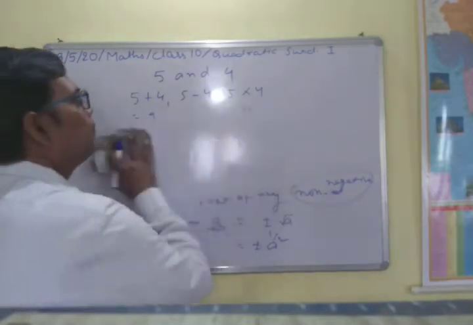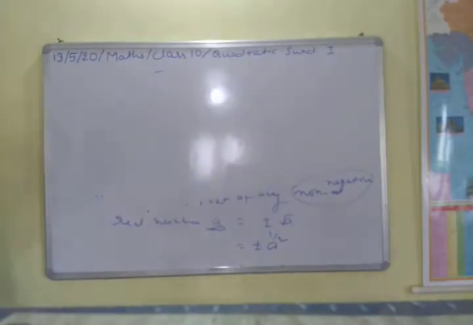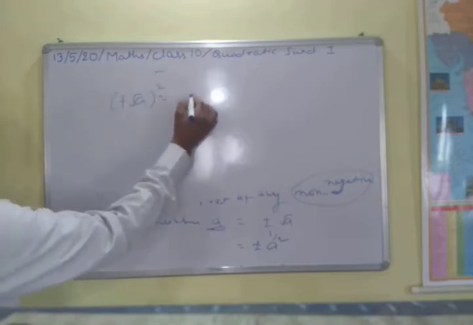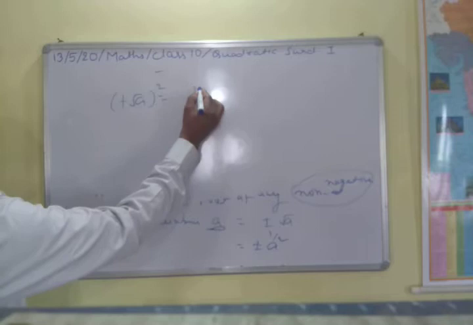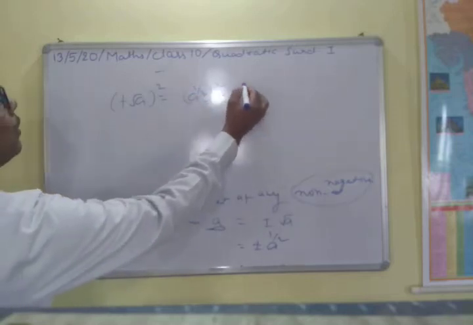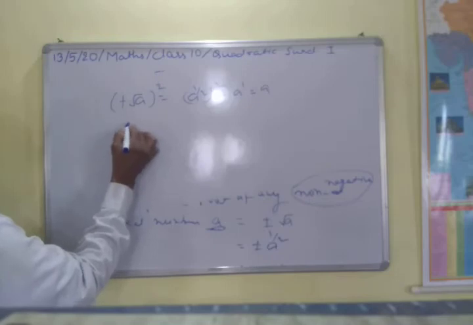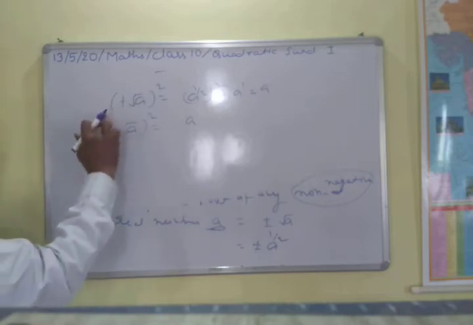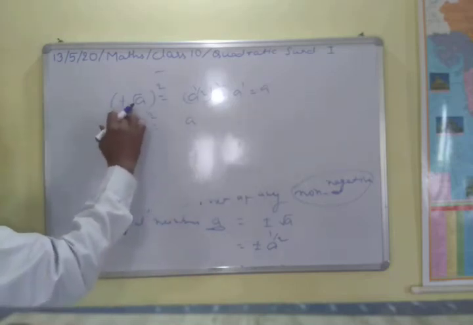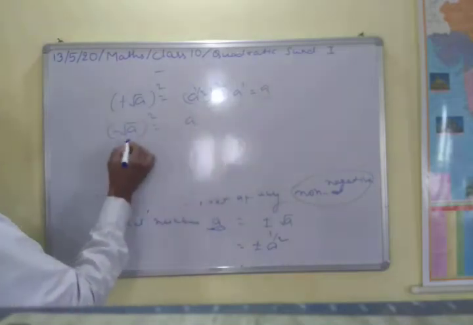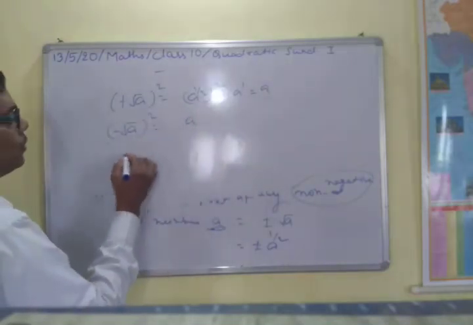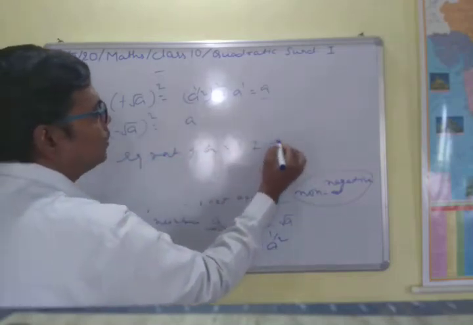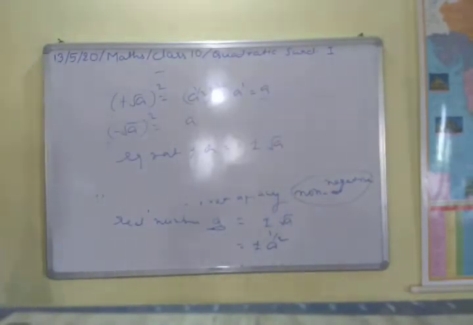Because plus root a whole square, that is a to the power 1 by 2 squared, equals a to the power 1, which equals a. Similarly, minus root a whole square is also a. That is why the square root of a is equal to plus minus root a. We write it like this. So this is the meaning of this.